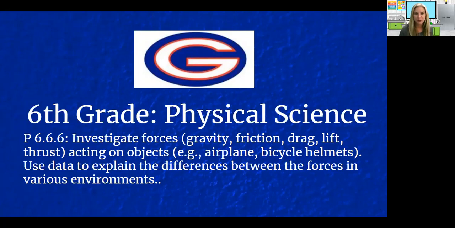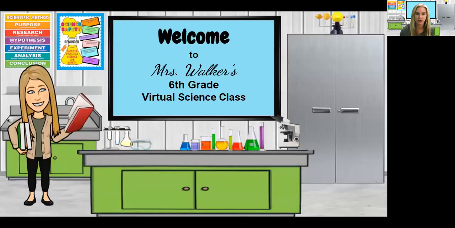Boys and girls, welcome to 6th grade physical science, and today's standard is P.6.6.6, which states: investigate forces acting on objects, use data to explain the differences between the forces in various environments. And they just list a few examples like airplanes or bicycle helmets, or I could really have picked anything, and I decided to stick with airplanes for this particular standard.